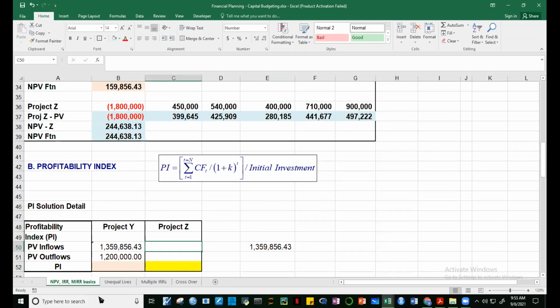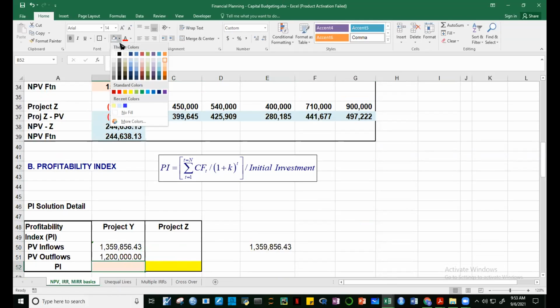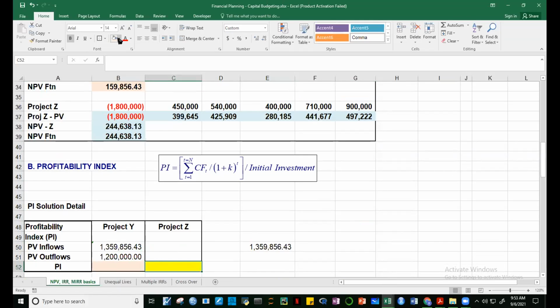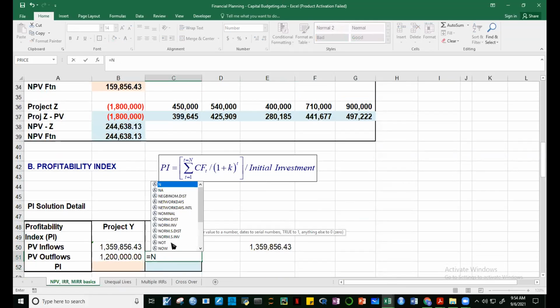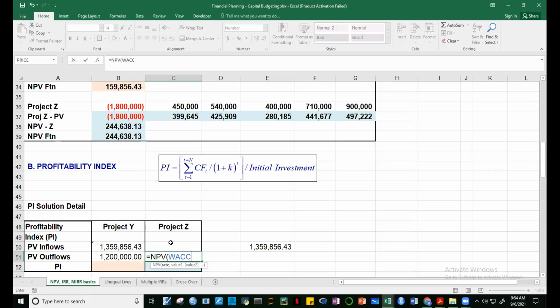Si Project Z din, kinolor code ko siya so that yung Y is brown, yung Z is light blue para kitang-kita natin. Okay, so Project Z naman is equal to ganun din NPV, then you have the WACC, comma, and then the values, future dapat. Okay, so this is the present value of the cash inflows in the future of project. Oops, sorry. Mali ang lagay. Then this one is, tanggalin ko yung negative.